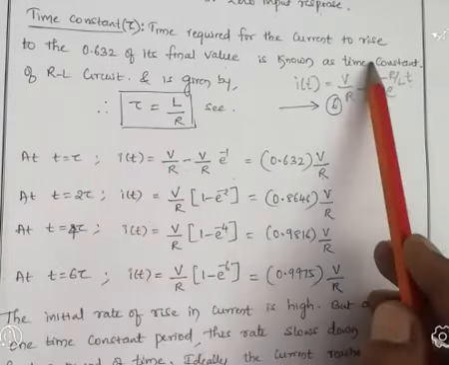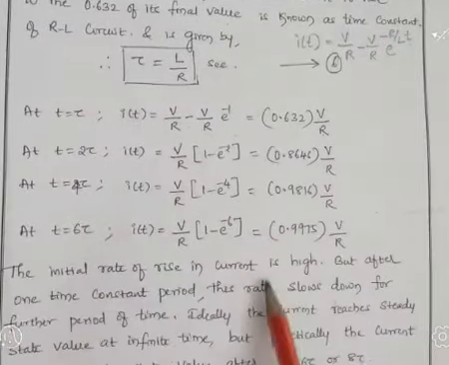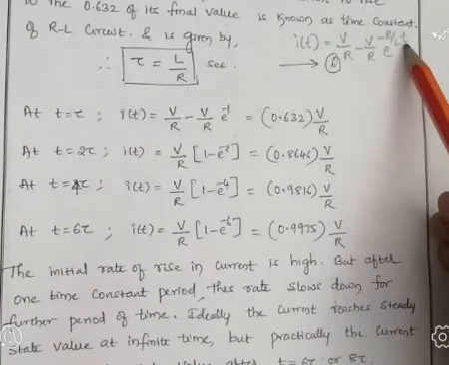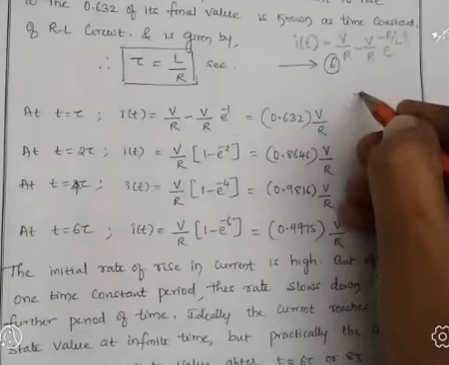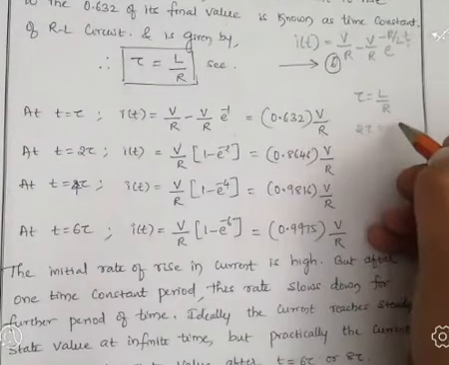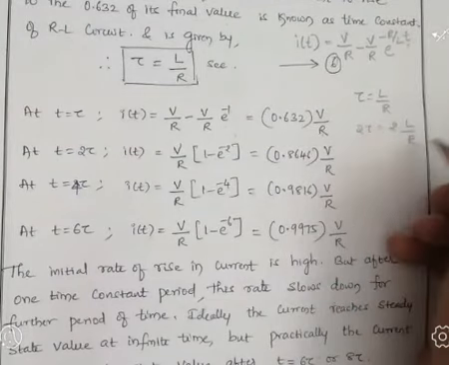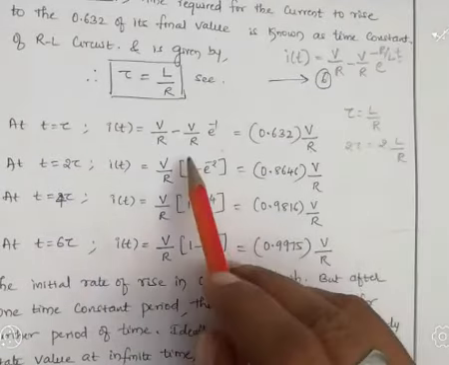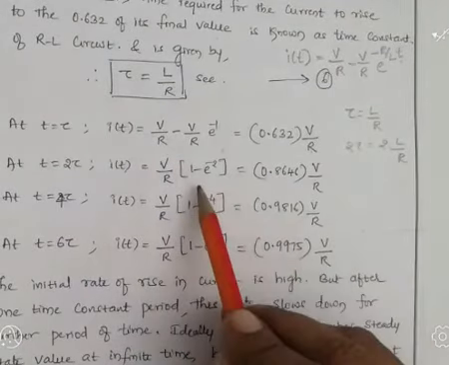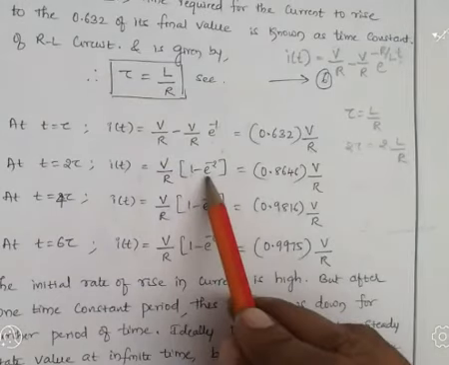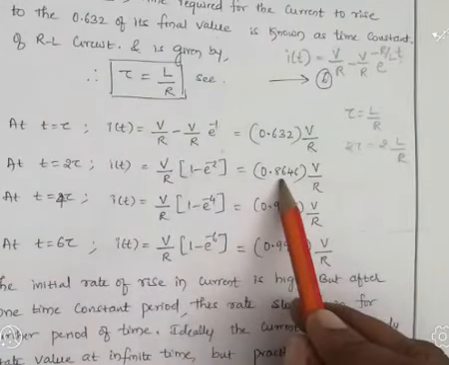Let us go for t equal to 2 tau. Tau means L by R, so 2 tau means 2 into L by R. Substituting 2 into L by R, we get only e to the power minus 2. So 1 minus e to the power minus 2 gives 0.8646 of V by R.